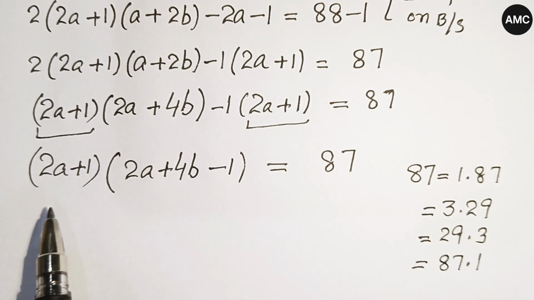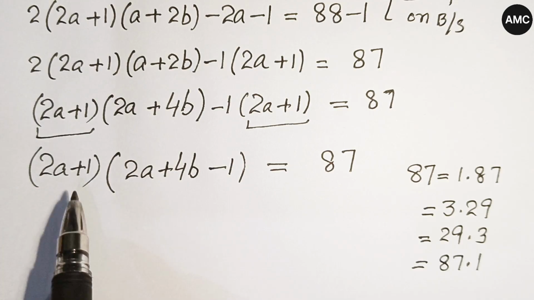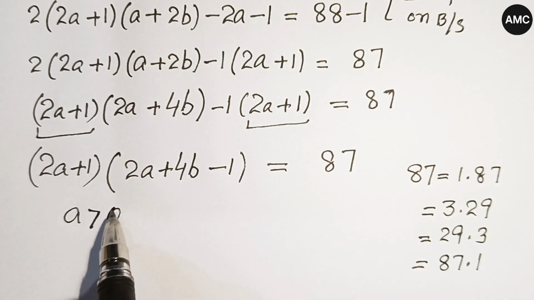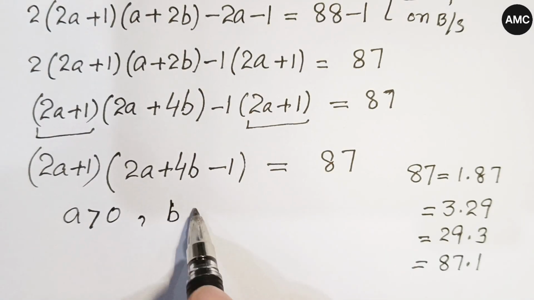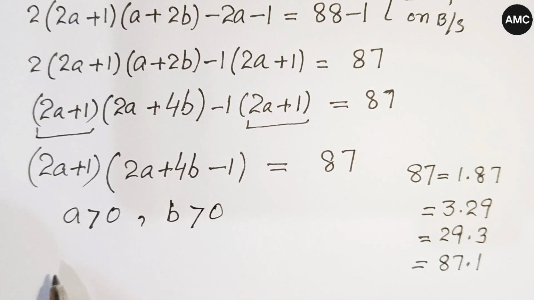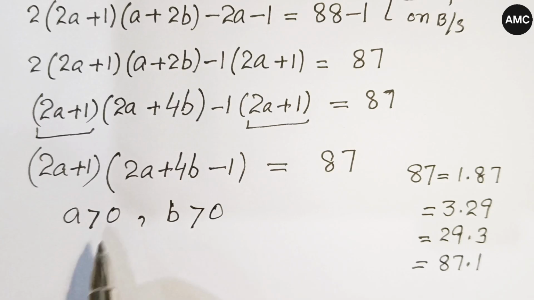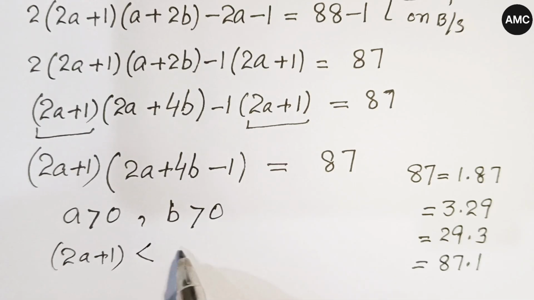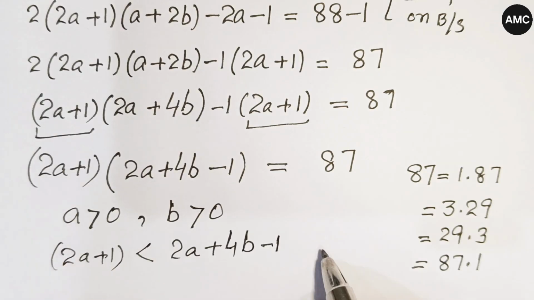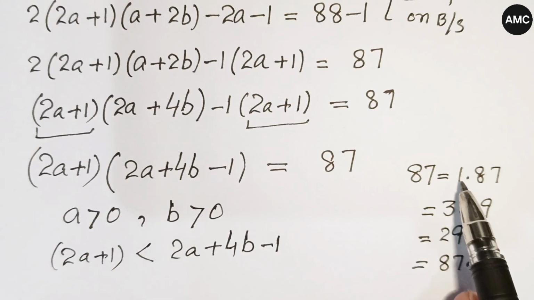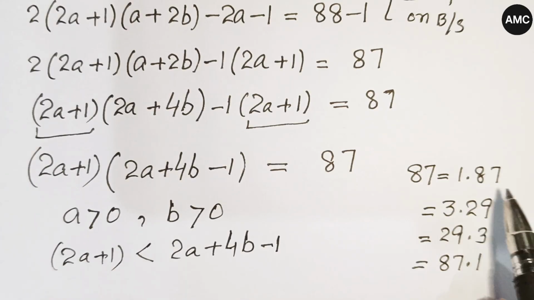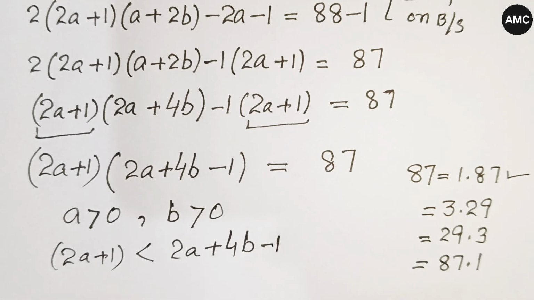So here we know that a is greater than 0, and similarly b is greater than 0. So if a is greater than 0 and b is greater than 0, then the term 2a plus 1 is smaller than the term 2a plus 4b minus 1. So we have to take only those factor pairs in which the first term is smaller than the second term. So it is a valid factor pair for this problem.